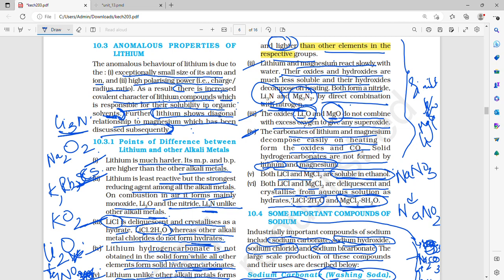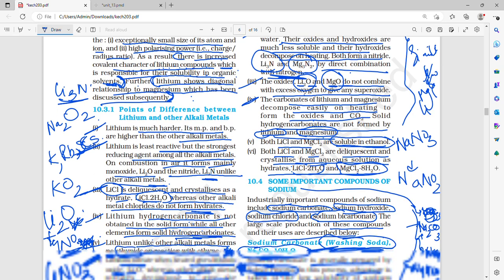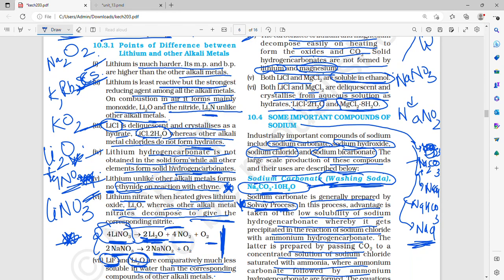So because of their very high covalent character, they are soluble in organic solvents. Lithium shows a diagonal relationship to magnesium, which will be discussed subsequently. Points of difference between lithium and other alkali metals: lithium is much harder. The melting point and boiling point, which decrease down the group, are higher than those of all the other alkali metals. Lithium is the least reactive, but it is also the strongest reducing agent among all the alkali metals.